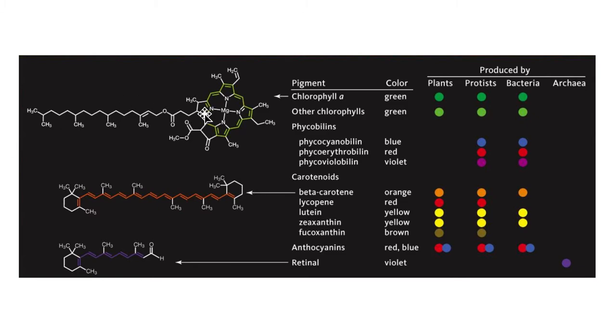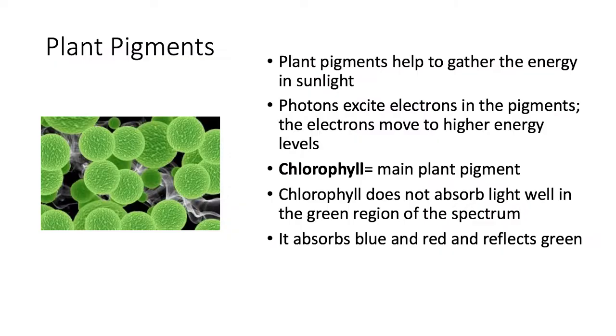This here is chlorophyll. These are carotenoids, and these are really the main ones we're going to discuss, and they absorb different wavelengths of light. So plant pigments actually help to gather the energy inside of sunlight, and the photons that are in light excite the electrons in the pigments, and they cause those electrons to move to a higher energy level, and they help power this photosynthesis reaction. Chlorophyll is the main plant pigment.